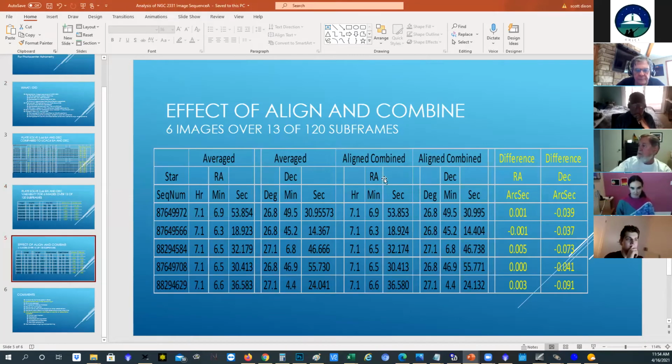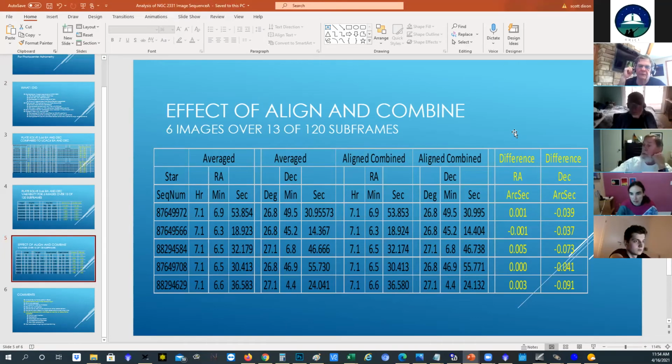And then the third one compares aligning and combining, then doing a plate solution, as compared to just averaging the plate solutions over each one and taking the average. You can see that the difference is quite small, interestingly, in RA, but there's a bigger difference in declination. And that probably has something to do with the interpolation algorithm, I would think, in the aligning process.